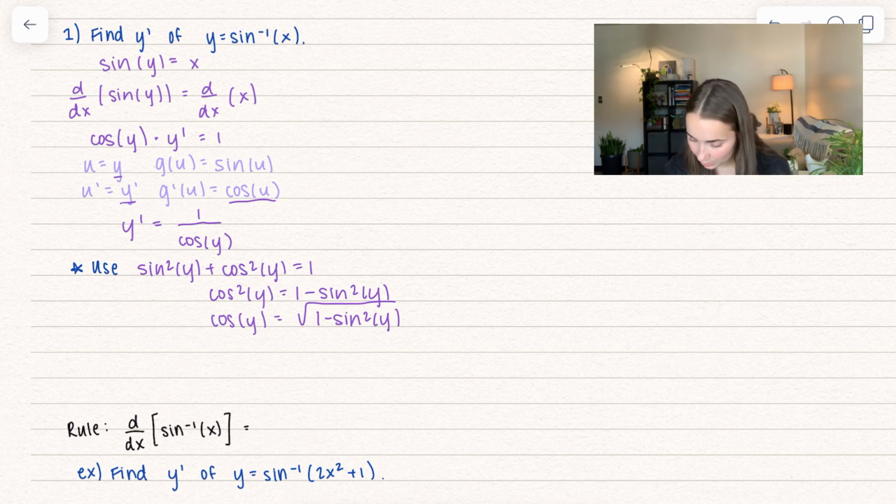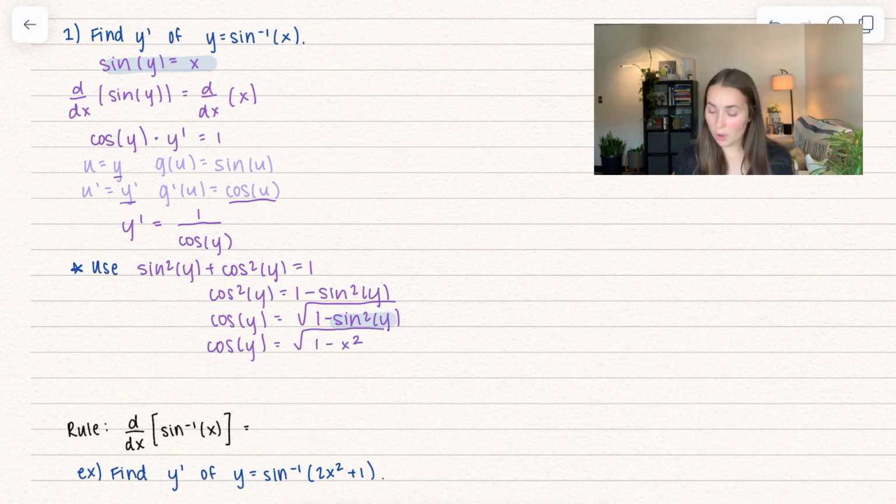If we go back up here, we can remember what sine is equal to. We have sine of y is equal to x. And so I can replace that right here. This becomes x squared. So when I do that, I get cosine of y. And now I can go ahead and replace this back into the equation. So we have cosine of y is equal to the square root of that, and I'm going to replace it right here.